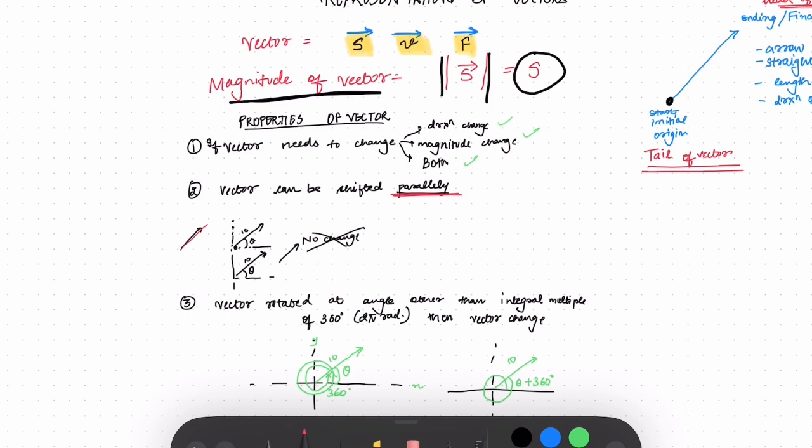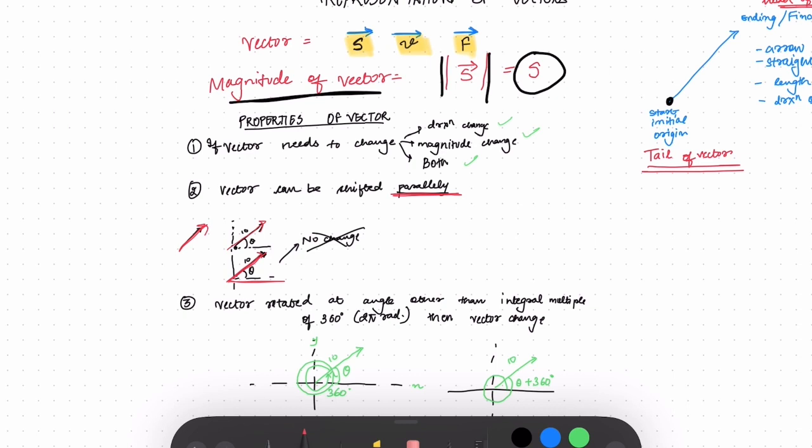For example, this is a vector. I moved it here, then I moved it downwards here. The angle from the origin didn't change, and even the length doesn't change, so the vector is not changed, it's exactly the same. So vectors can be shifted parallelly.